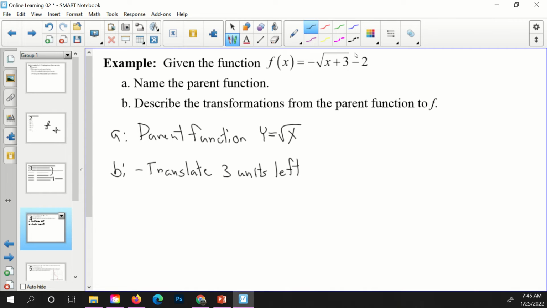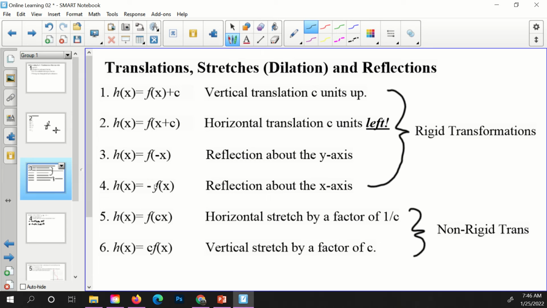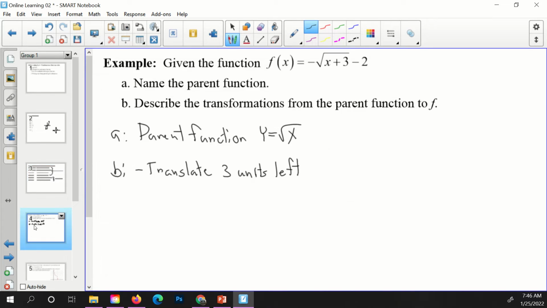So that's the function. After I've done the function, it's going to make it negative. So if I make the function negative, making the function negative right here, that's a reflection about the x-axis. So I'm going to reflect about the x-axis. And then the last thing is this subtraction of 2.